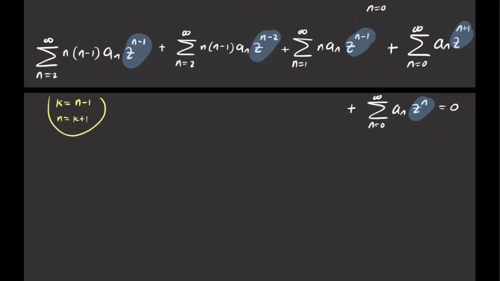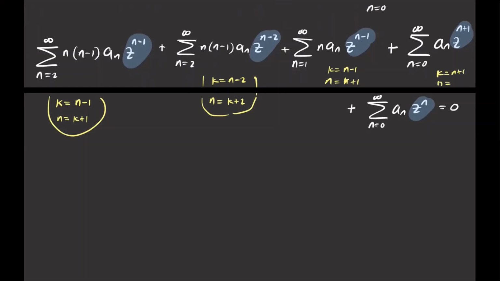For the second one, I'm going to let k be the exponent, n minus 2. So that means n would be k plus 2. So that's for the second piece. The third piece, we're going to let k be n minus 1. So n would be k plus 1. The next one, we're going to let k be n plus 1.